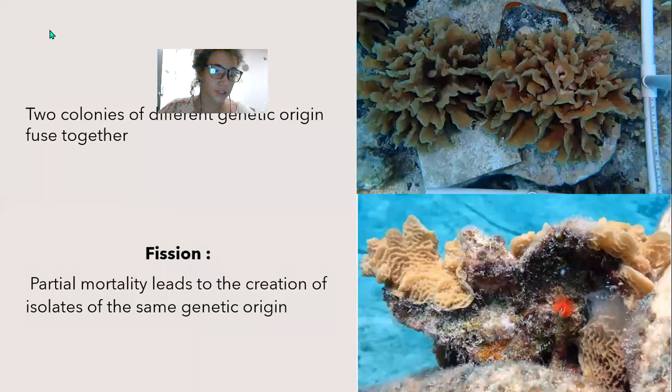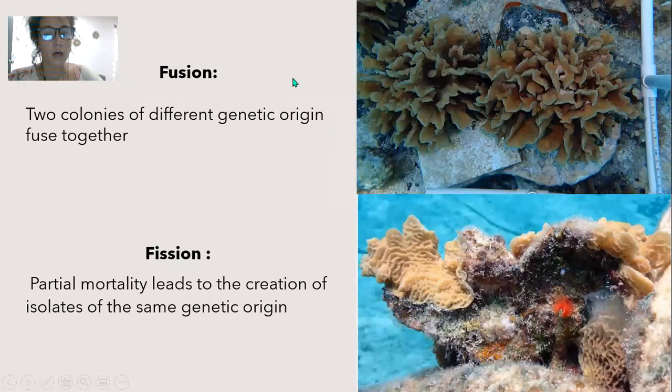So just two little things before going on. With Agaricia tenuifolia, we can see that these two phenomena are happening. The fusion, which is two colonies of different genetic origin that fuse together, and this happens quite a lot on ZOE, and also fission, which is when partial mortality occurs and divides the colony and creates small patches called isolates that are of the same genetic origin because they're from the same colony, but are not completely separated by dead areas. So we are also counting the number of isolates per colony.